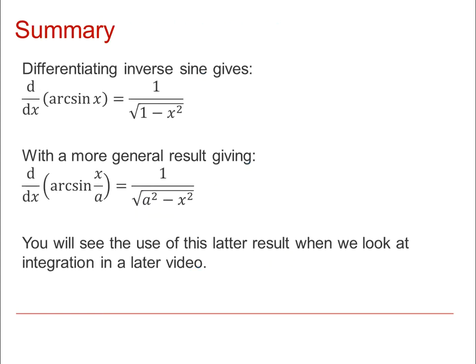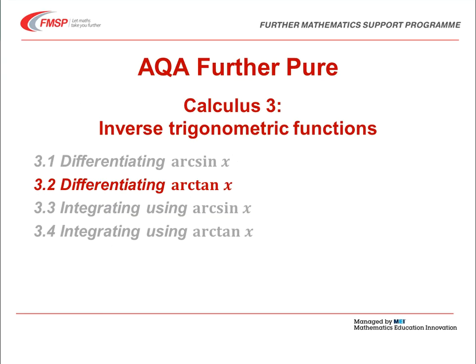In summary then, we found that the derivative of arcsin x is 1 over root 1 minus x squared, or a more general result, the derivative of arcsin of x over a is 1 over root a squared minus x squared. You'll see how we use these results later when we look at integration. That's the end of this particular video. In the next one we'll be looking at differentiating arctan x.